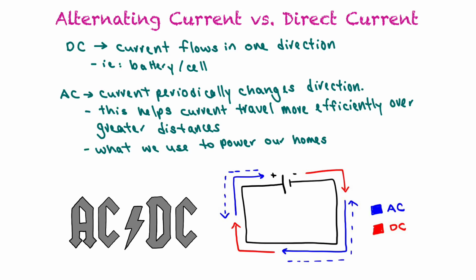Alternating current is a little different because the current periodically changes direction. So it might be going this way, but then will change and go the other way. And this helps current travel more efficiently over greater distances. And alternating current is what we use to power our homes. So the electricity that supplies our homes is alternating current.